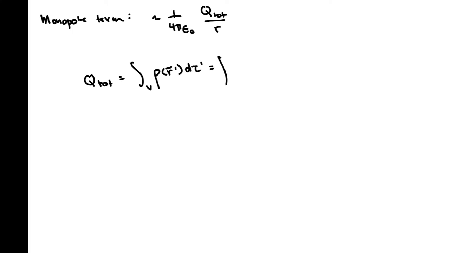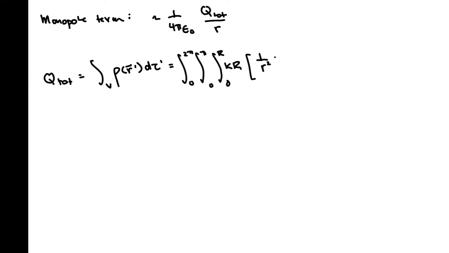Okay, so we want to take the integral from 0 to 2 pi, 0 to pi, 0 to R, of what we were given for our charge density, which is k times 1 over r squared times (R minus 2r) times sine of theta, times r squared sine theta dr d theta d phi. That needs a prime, that needs a prime, that needs a prime.